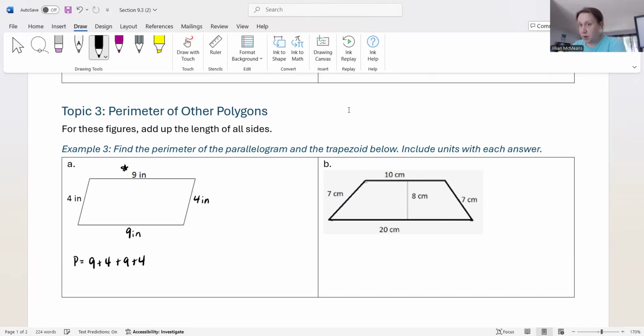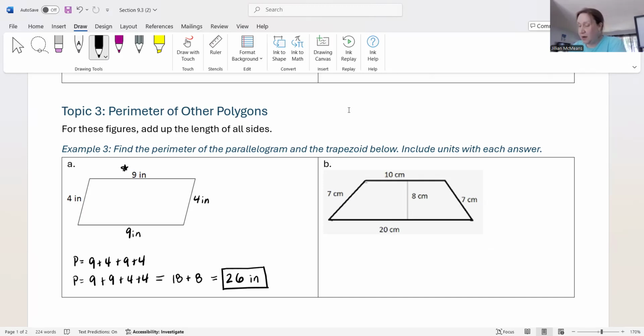But we already know that addition is what we call commutative. So we can rearrange this. We can put the 9s side by side and the 4s side by side. So 9 times 2, or 9 plus 9, is 18. 4 plus 4, or 4 times 2, is 8. So we really just need to figure out what 18 plus 8 is, and that would be 26. And because our unit here is inches, we want to make sure our final answer is 26 inches.